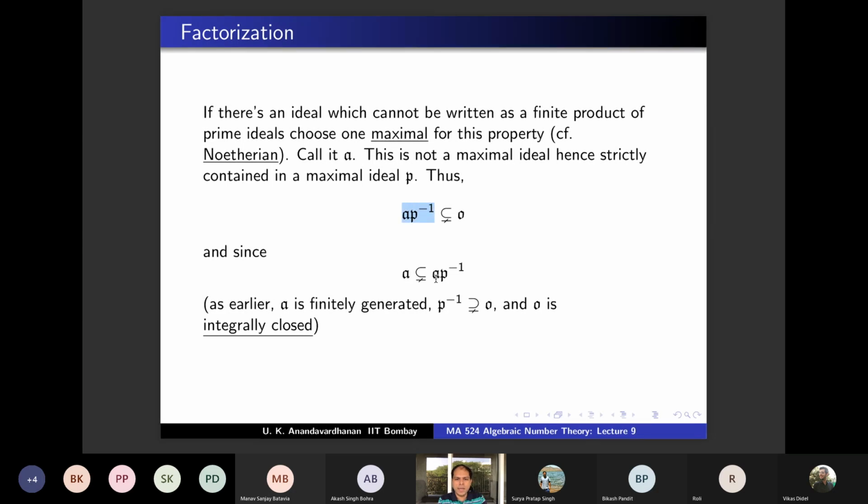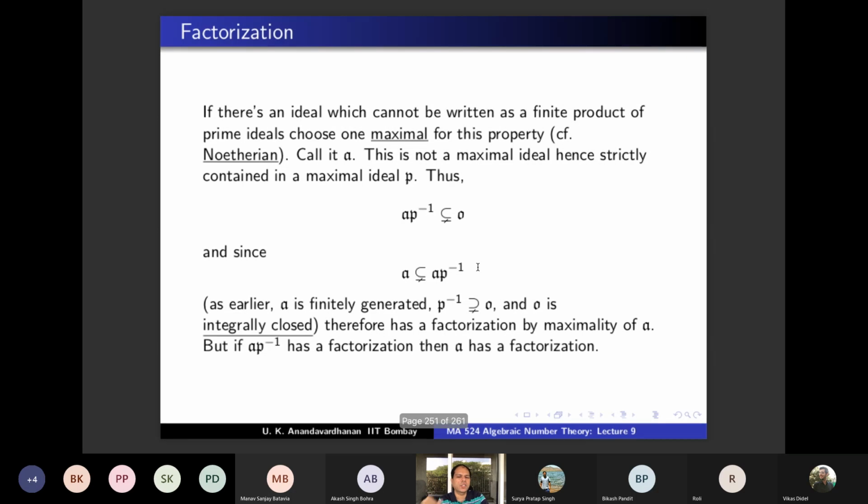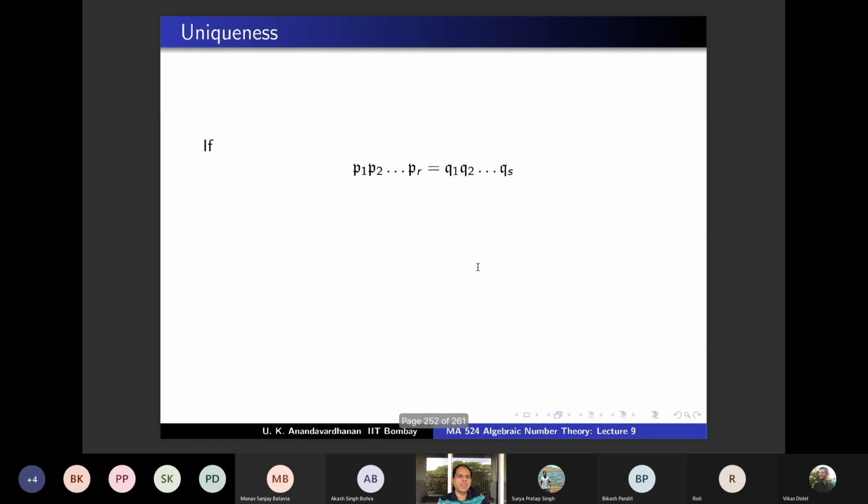AP inverse is a proper ideal, which is strictly bigger than A, and A is maximal for some property. Therefore, AP inverse, what can you say? This can be written as a product of non-zero prime ideals. So it has a factorization by maximality of A. But if AP inverse has a factorization, then of course A has a factorization, no? If AP inverse is P1 etc. PR, then A is P1 etc. PR times P. So A also has a factorization. Okay, this proves factorization. So the only thing remaining is uniqueness.